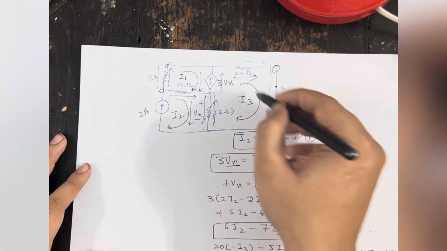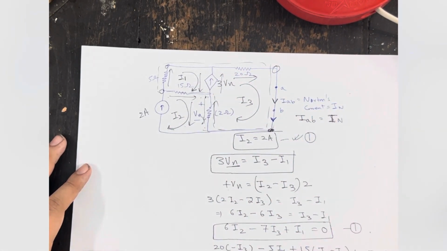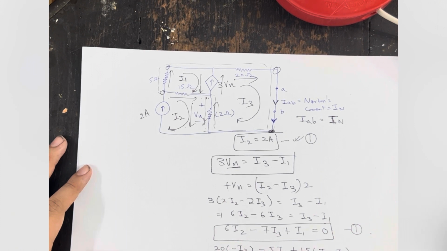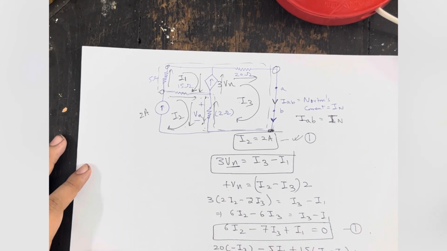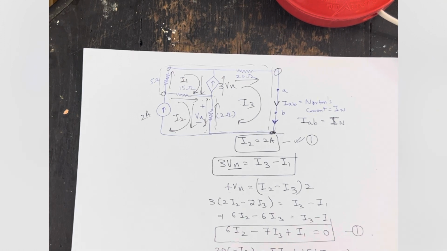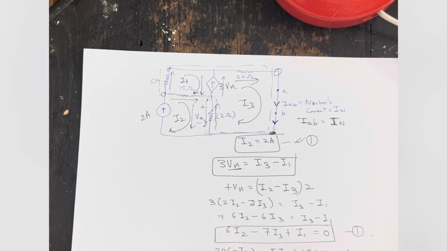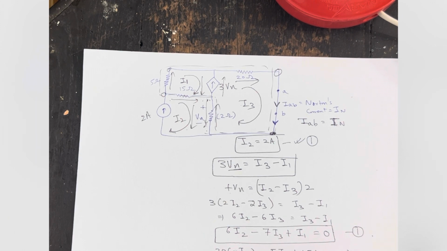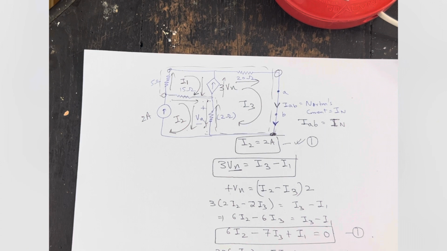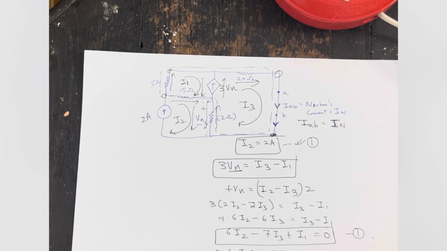We completed the loop, so the voltage across a complete loop is equal to 0. So it will be minus 20 I3, minus 5 I1, plus 15 I2 minus 15 I1, plus 2 I2 minus 2 I3, equal to 0.